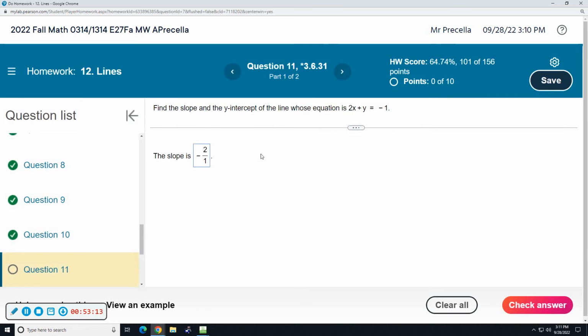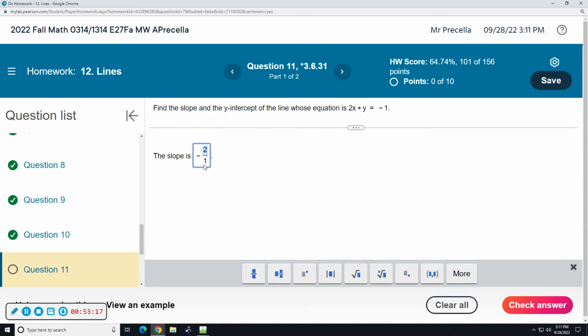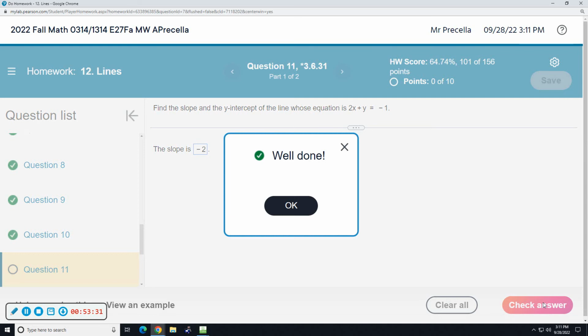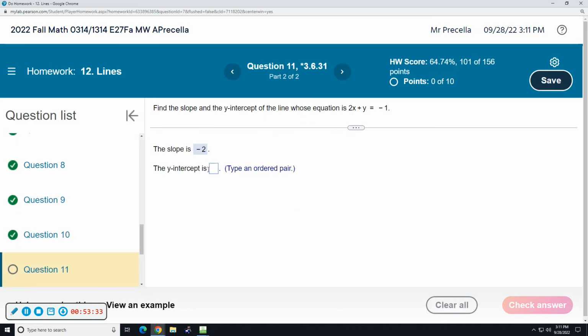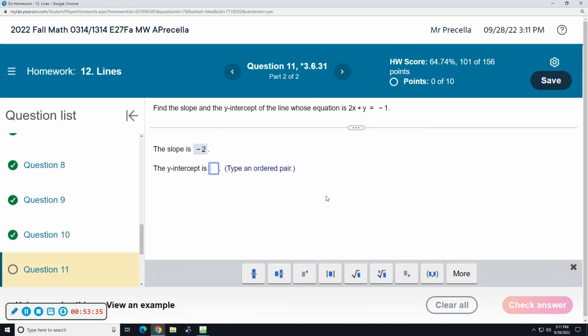You're supposed to type an integer or a fraction, and I guess it didn't say that here. So just type negative 2, and make sure you don't just type negative 1. Type parentheses, 0, comma, negative 1, close parentheses.